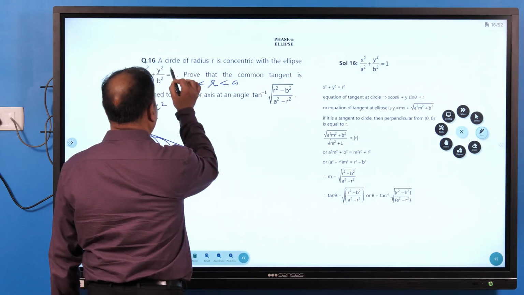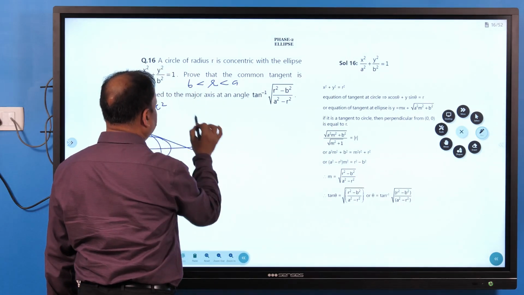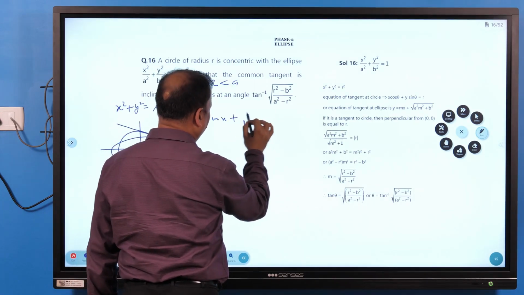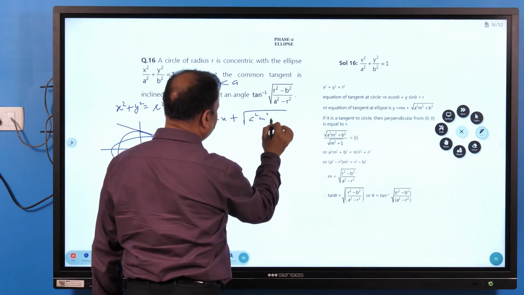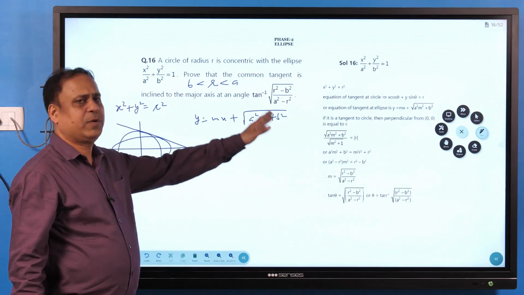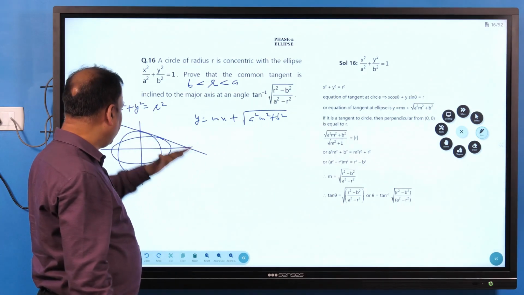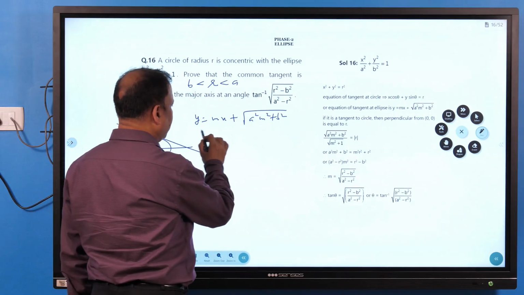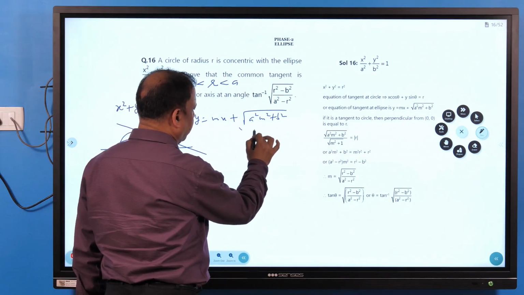So the equation of tangent, standard form for this ellipse is y is equal to mx plus minus under root of a square m square plus b square. One I am taking plus one, minus also can come. Slope can be positive, negative, both sides. This kind of tangent or this kind of tangent, four tangents there. Now this is also y is equal to mx plus c. So this is the c part.